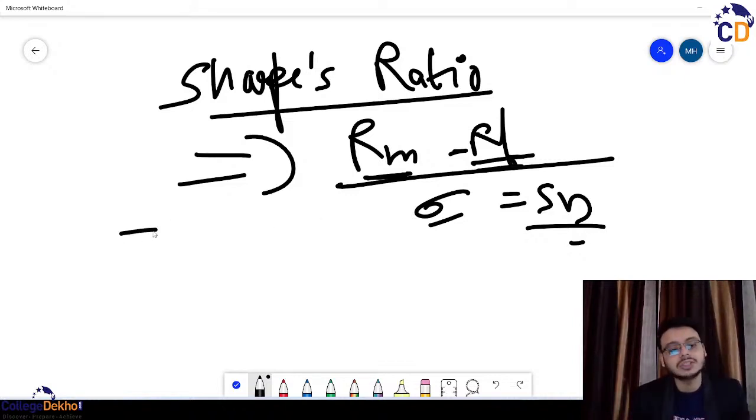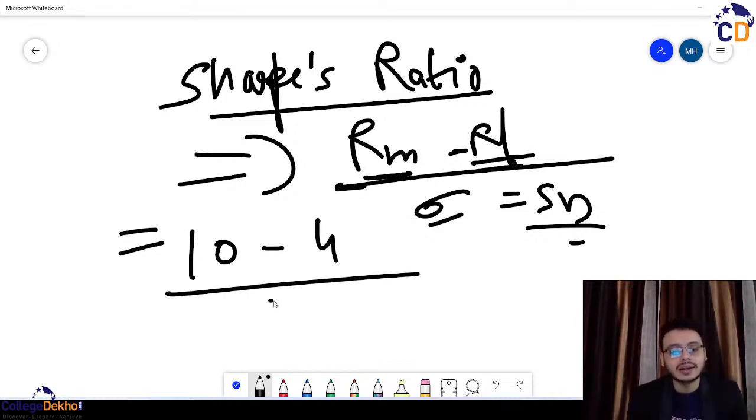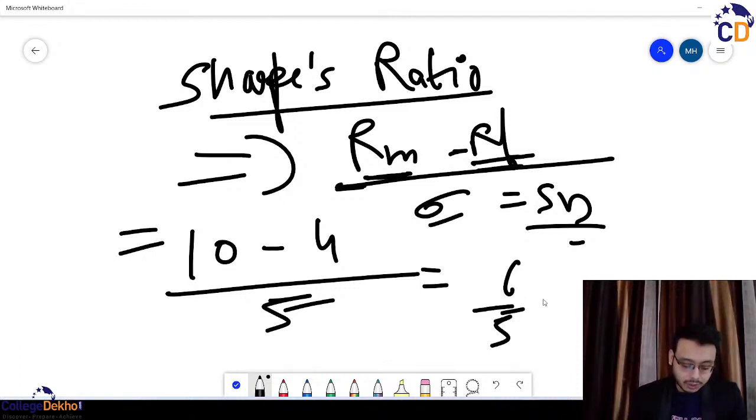What would be mentioned in the question is your RM. In the question, they would say that the return on market is 10%, the return on government securities is 4%, and your standard deviation is 5. So calculate the Sharpe ratio. That will come out to be 6 by 5. When you divide 6 by 5, you get 1.2. So 1.2 is the Sharpe ratio.